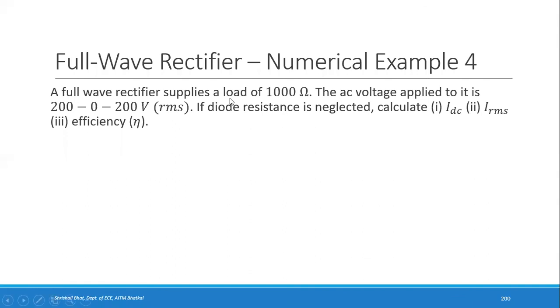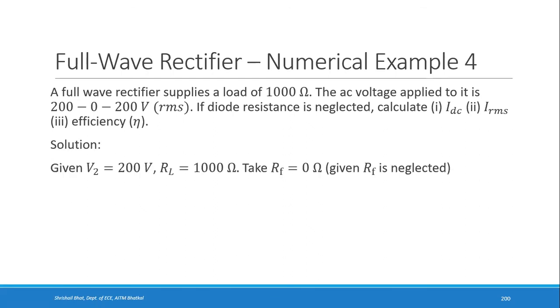Okay, and here the load is given as 1000 ohms, that is RL is given, and diode resistance is neglected, means you can take RF is equal to 0. Just like in case of ideal diode, RF is 0. Diode resistance is neglected, that means you can take RF is equal to 0 and calculate. Right? So first write the given things. V2 is given as 200 volts. RL is 1000. You take RF as 0 because it is given diode resistance is neglected.